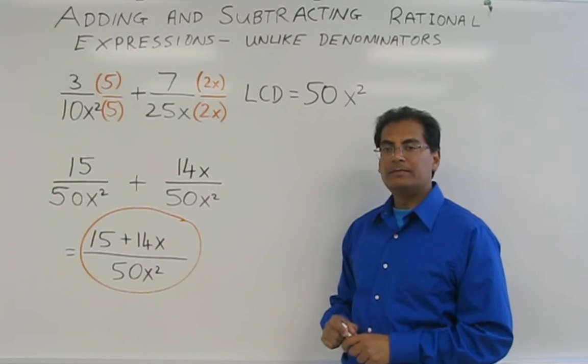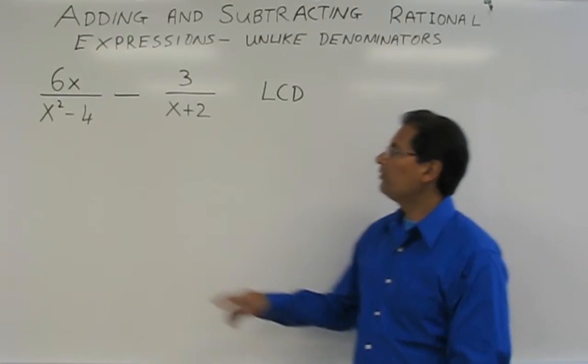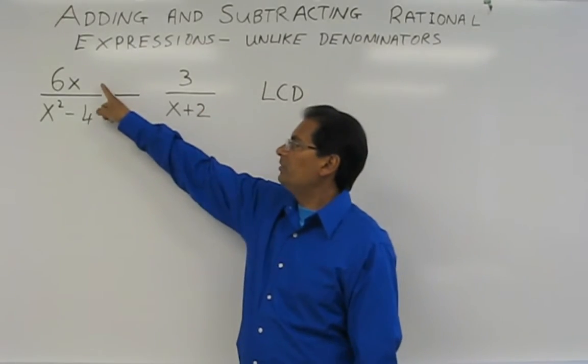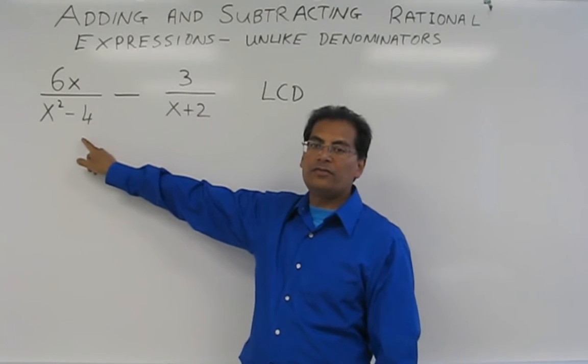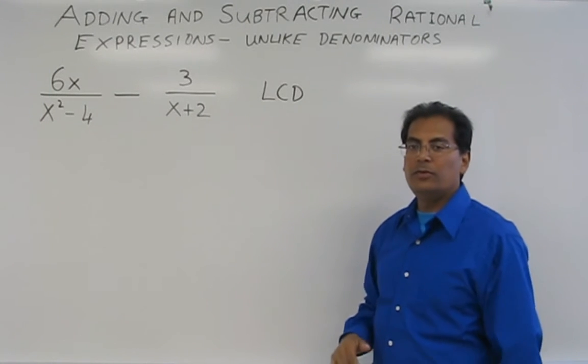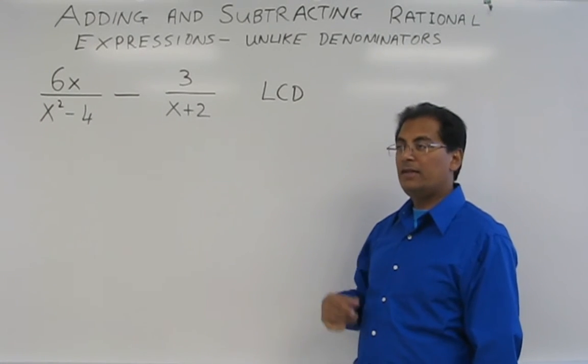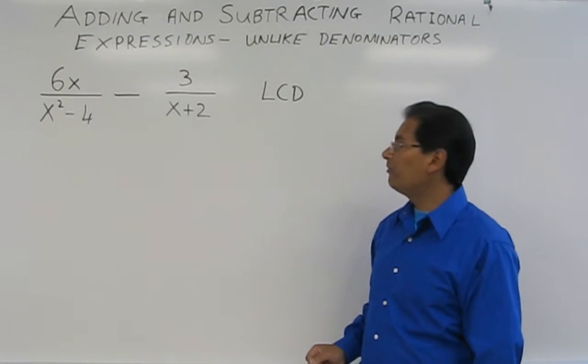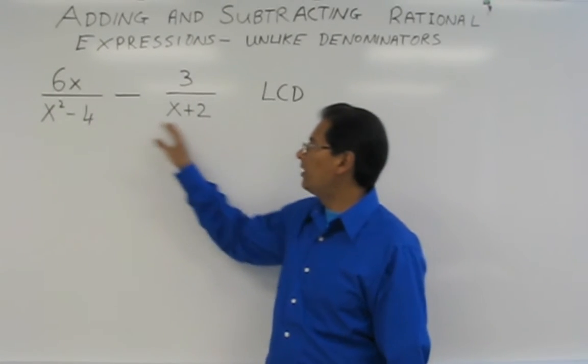Let's take another example. In this example, we're asked to do a subtraction. 6x divided by x squared minus 4, subtract 3 divided by x plus 2. Again, we have to find the LCD. That's the first step. We look for the lowest common denominator of these two denominators.